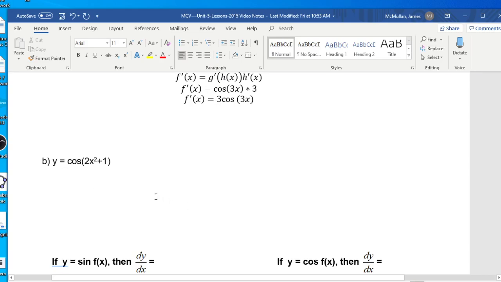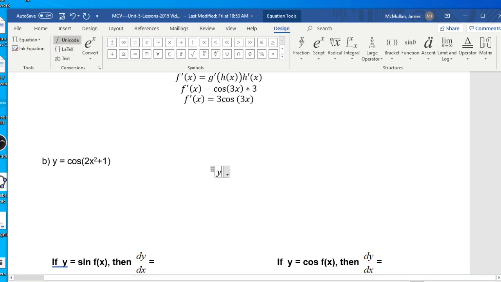Let's do the same thing here. I'm going to take the derivative of the outside function, so y prime. I'm going to do it in one step this time. The derivative of the outside function is negative sine.